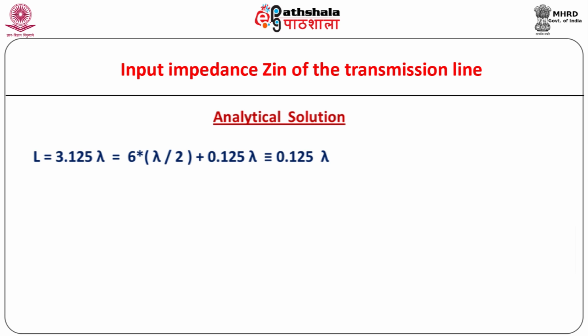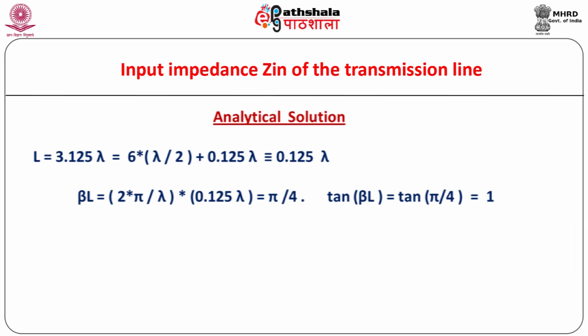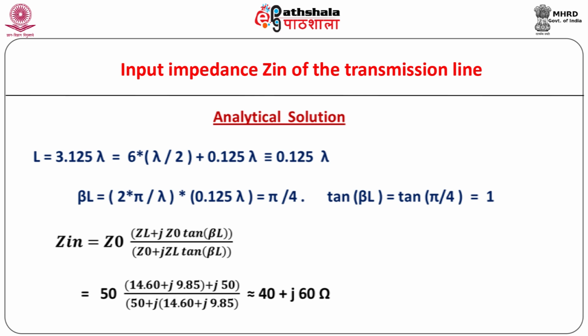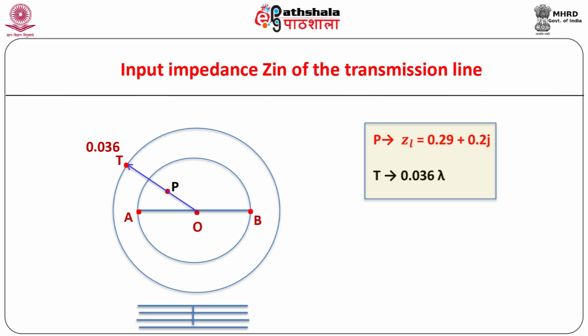Here note that the length of 3.125 lambda is equivalent to 0.125 lambda and beta L is pi by 4. Therefore, tan of beta L has value unity. Accordingly, the input impedance by using the formula comes out to be 40 plus J60 ohm. One may self-experience the mathematical labor involved in these calculations. The solution by Smith chart can be obtained in a very simple manner by following a stepwise procedure.